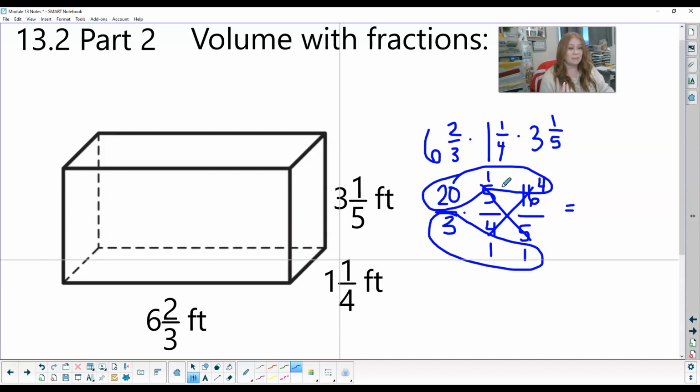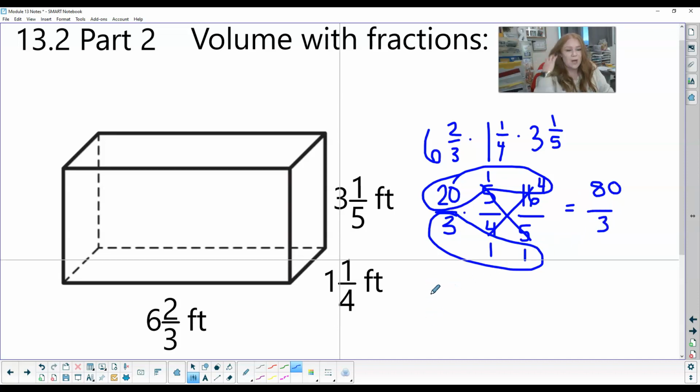Okay, so, and if you want, you could have done this one problem and then done this one, but I like to put them all together and see how small I can make everything. So 20 times 1 is 20, times 4: 20, 40, 60, 80. And 3 times 1 times 1 is 3.